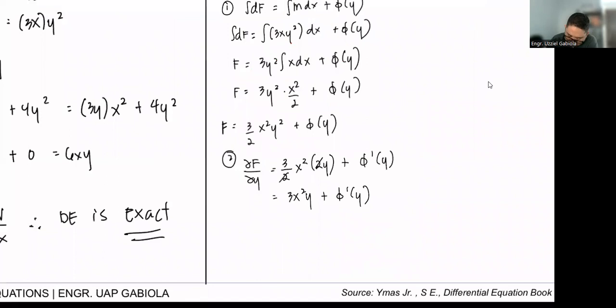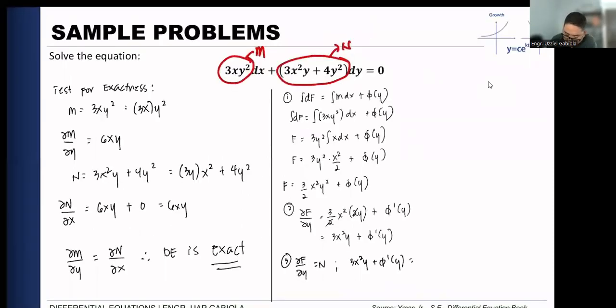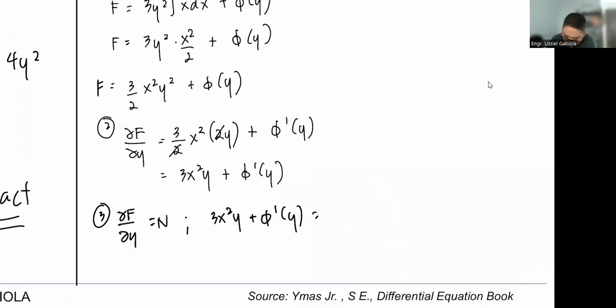Okay, so next step natin is yung partial ni f with respect to y, equate natin sa n. Meaning, yung 3x squared y plus phi y, equate natin sa 3xy squared plus 4y squared. Kapag tinranspose natin yung isang term, cancel out siya. So we are left with phi y is equals to 4y squared. Ito pala ay kasama pa rin sa step 2, no?